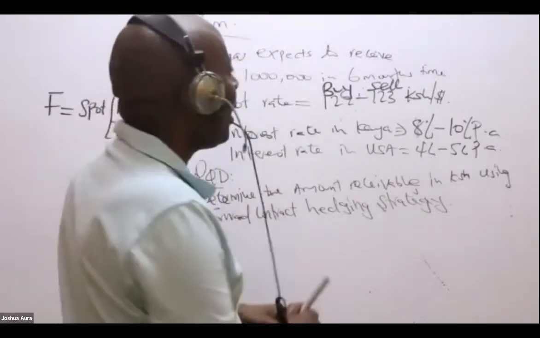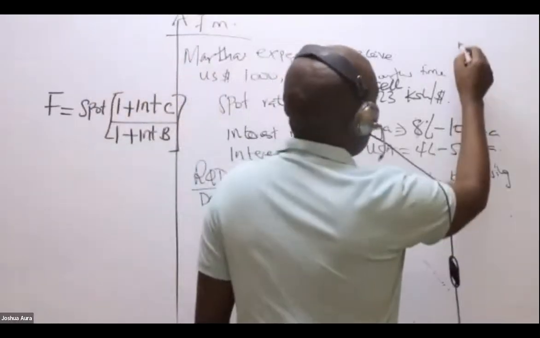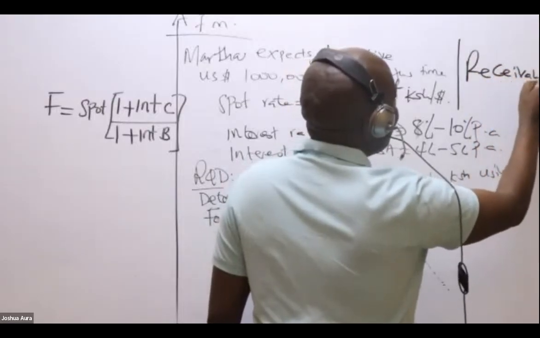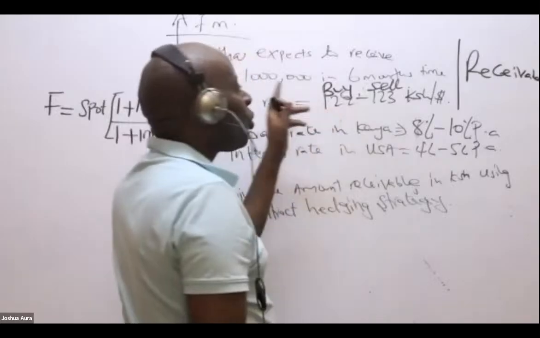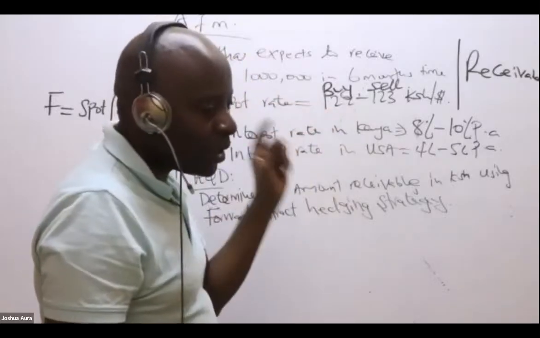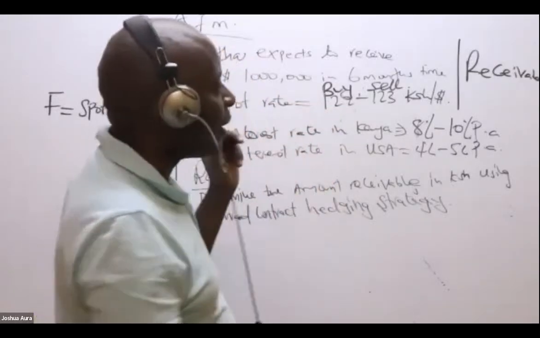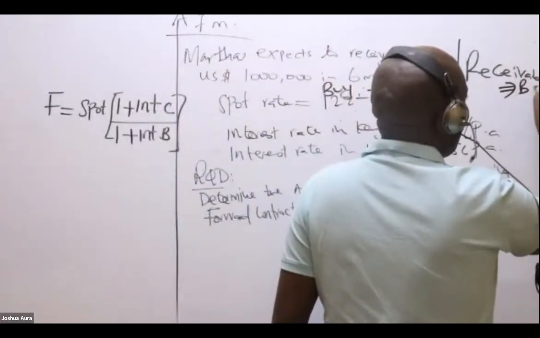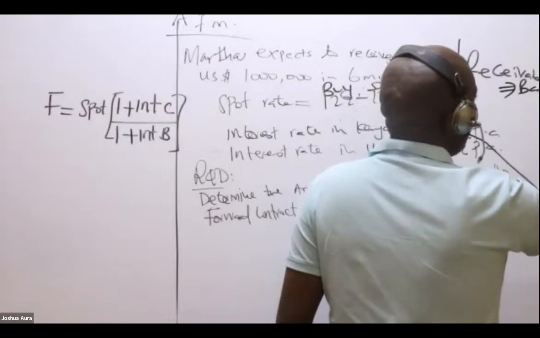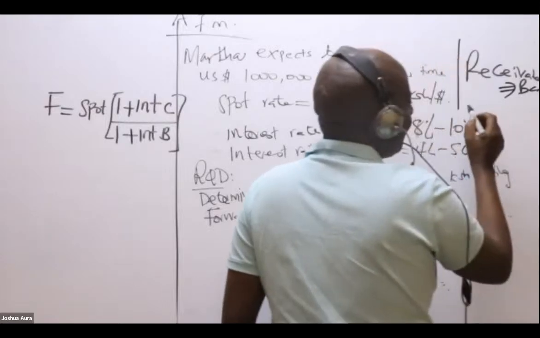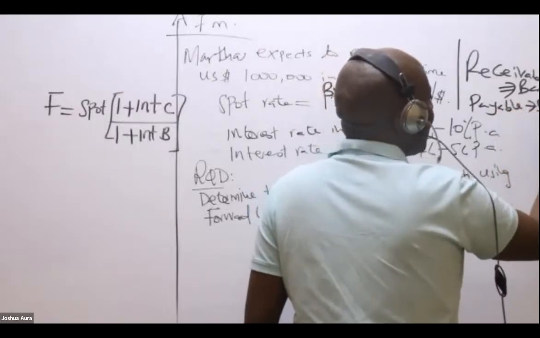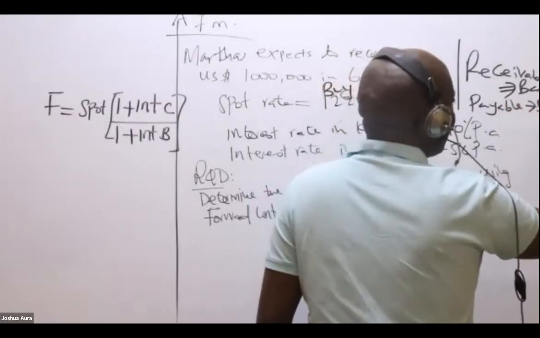And remember, this is what we said in our normal class, that if it is a receivable, Martha is going to receive, then automatically the bank buys. And if it's a payable, the bank always sells.